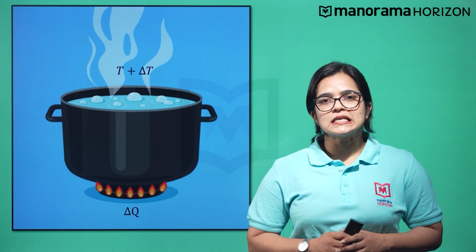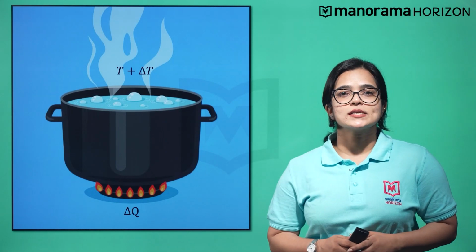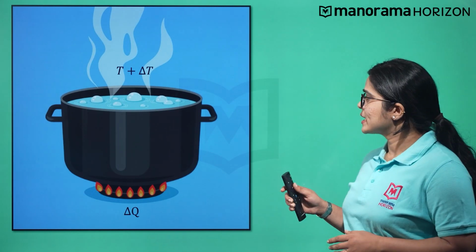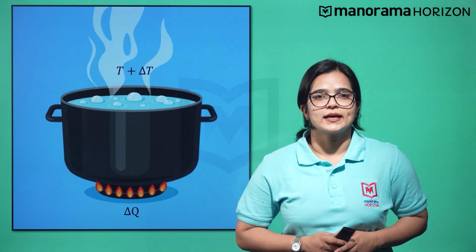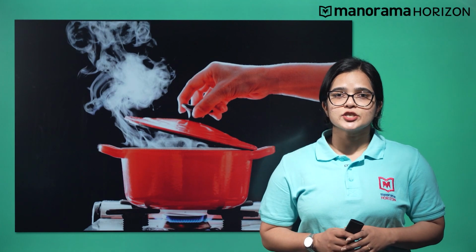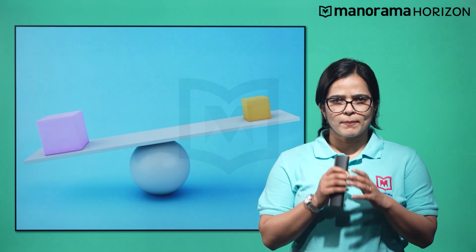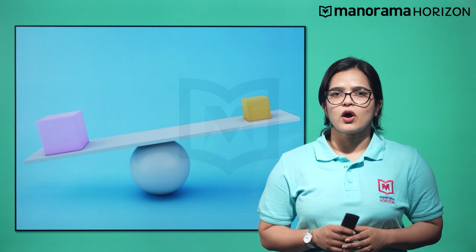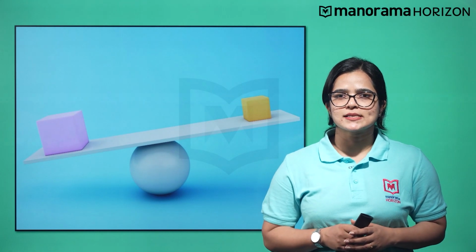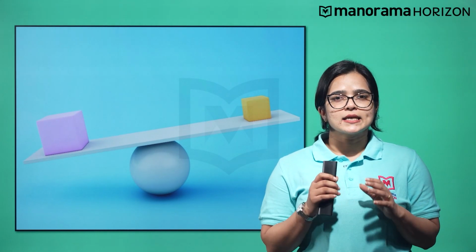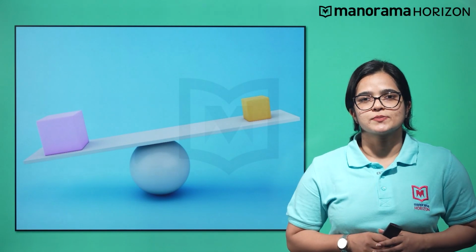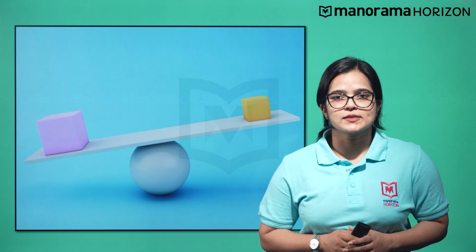Consider an amount of heat delta Q that is applied to a system and raises its temperature from T to T plus delta T. The heat capacity of a substance is defined as the ratio of heat absorbed by the system to the change in its temperature. That is, S is equal to delta Q by delta T. But do 1 kg and 10 kg of the same substance have the same heat capacity? Obviously not. Heat capacity depends on the mass of the given substance and also the temperature of the substance.